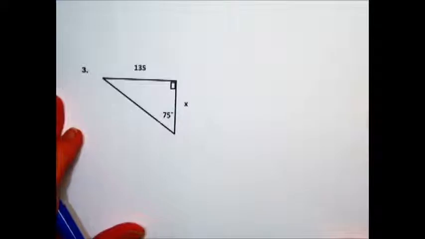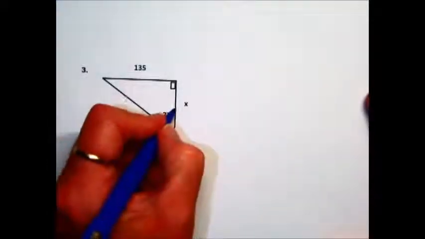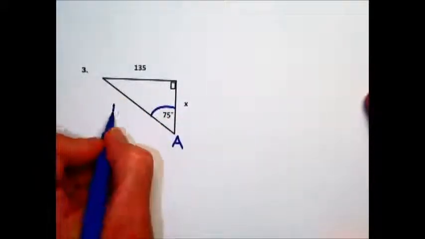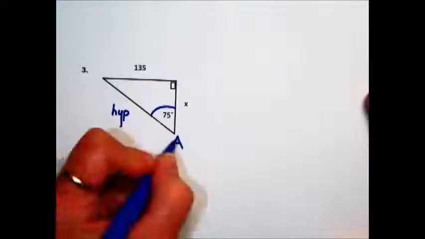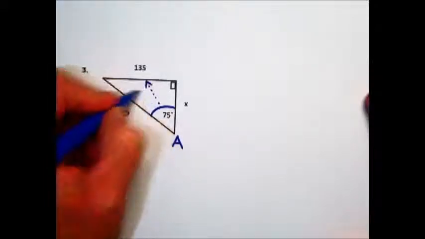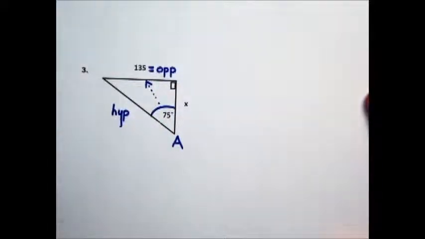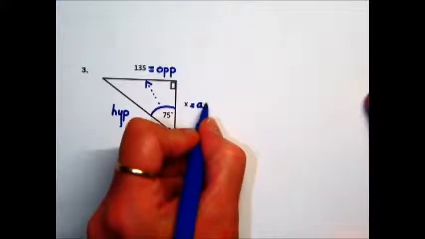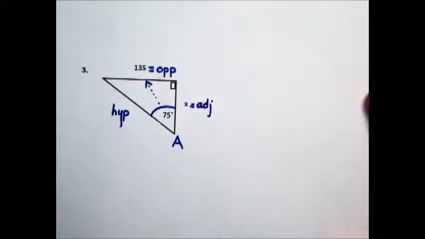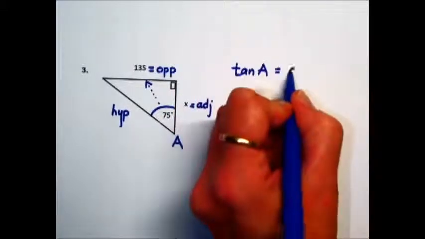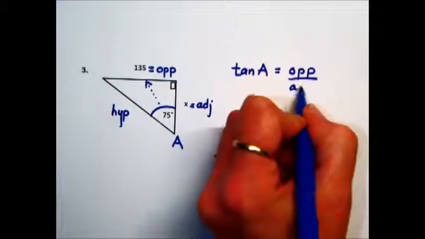In problem number 3, we will use the acute angle that has the measure given as our reference angle. Next, we'll label the sides of the right triangle. The longest side, the side opposite the right angle, is the hypotenuse, with A our reference angle. That means this side will have the opposite label, and the third side will be designated as the adjacent. Using the tangent formula, opposite over adjacent.